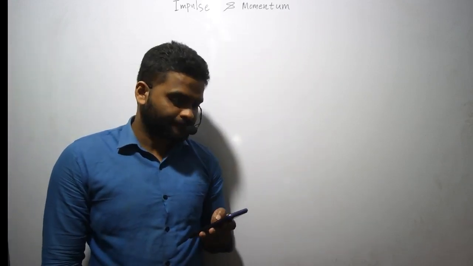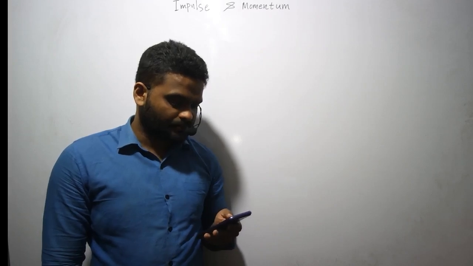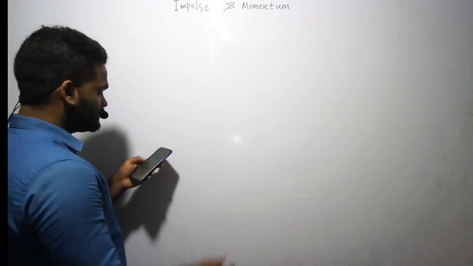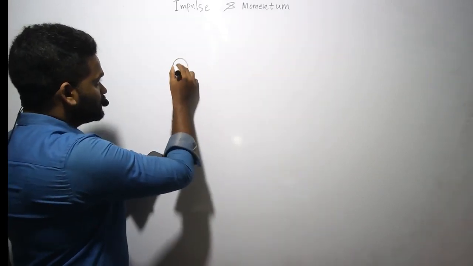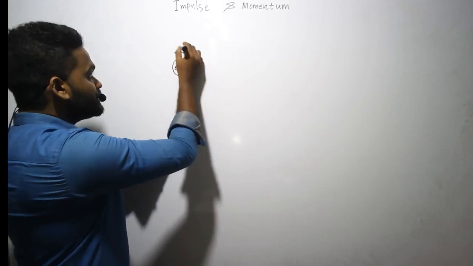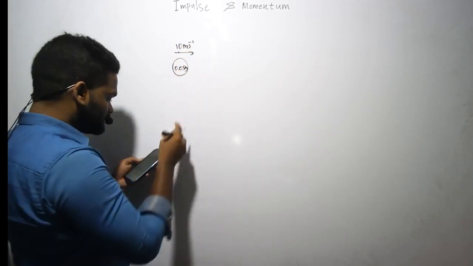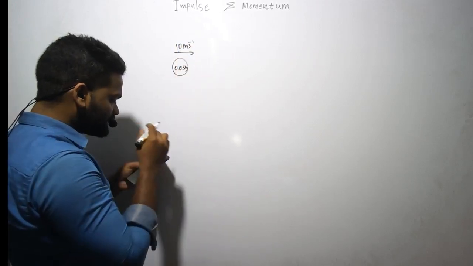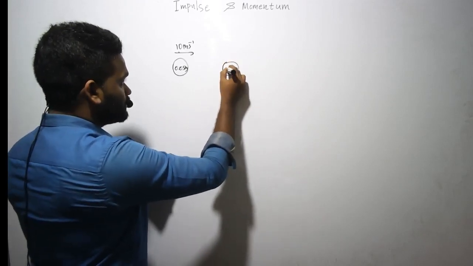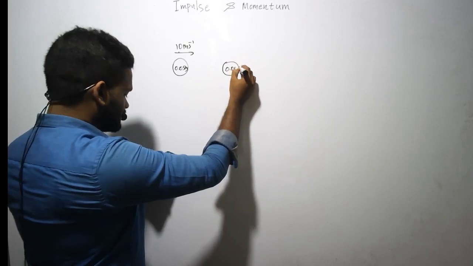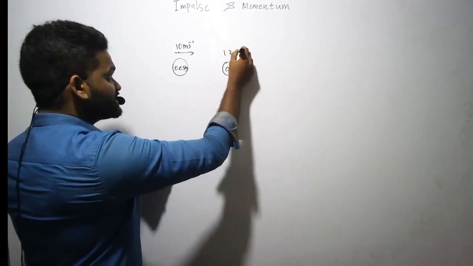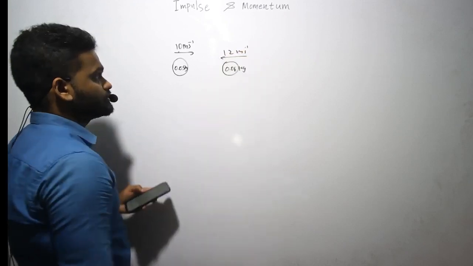Ninth question. A clay ball with mass 0.05 kilogram moving at 10 meters per second is incident with another clay ball with mass 0.06 kilogram at 12 meters per second in the opposite direction, right?